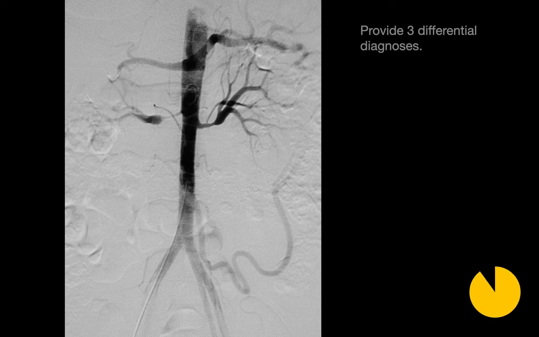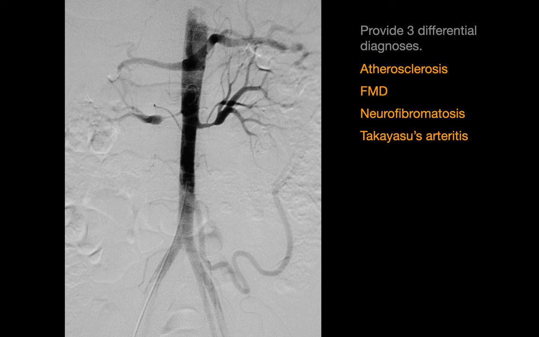Provide three differential diagnoses for this case. So in this patient with bilateral, relatively long segment renal artery stenosis in what looks like some sort of visceral collateral pathway, things we would consider include atherosclerosis, FMD, neurofibromatosis, and Takayasu's.